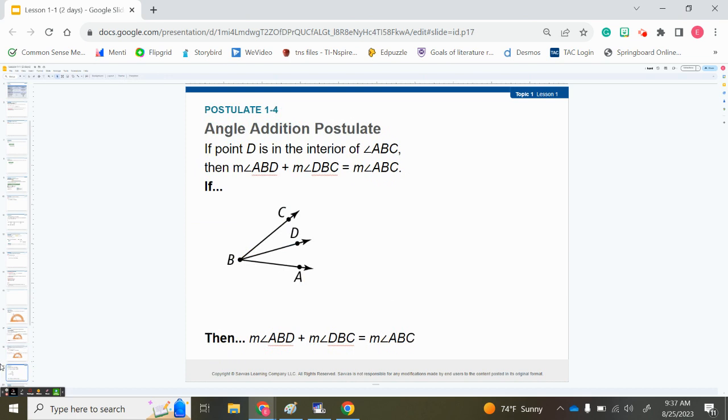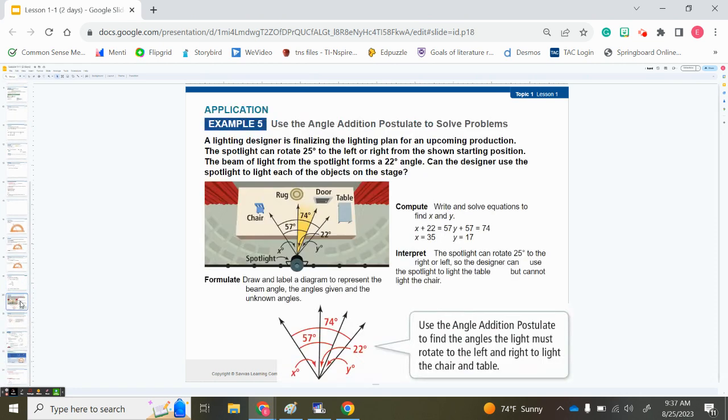Let's move on. Okay. So we've already copied this down. This is the angle addition postulate. So we should be good there. Remember, you're going to need that for your notes, for your proof writing coming up here. So let's take a look at this example. It says use the angle addition postulate to solve problems.